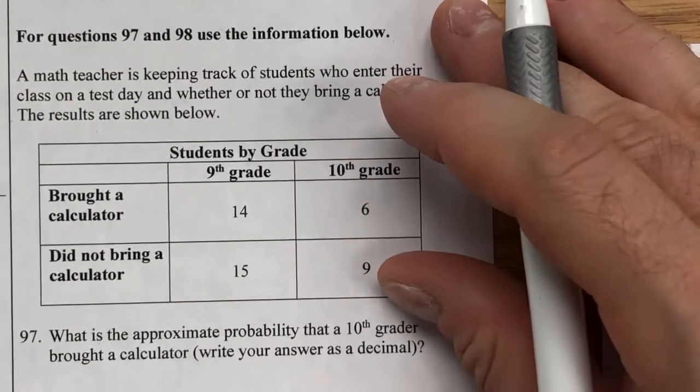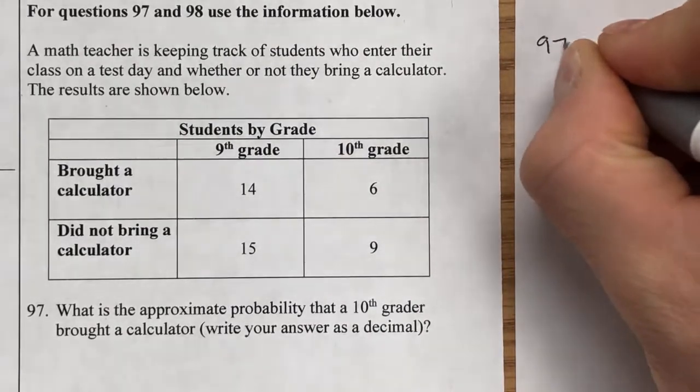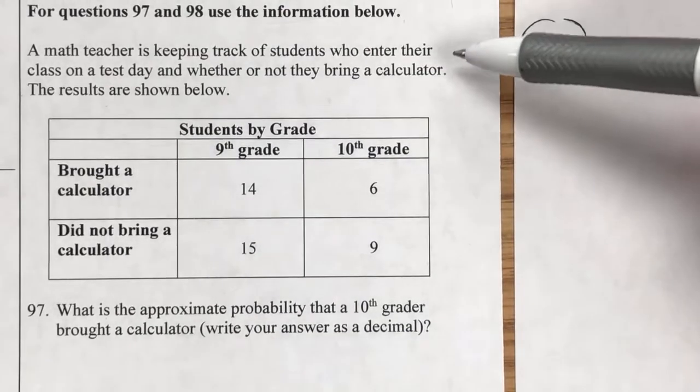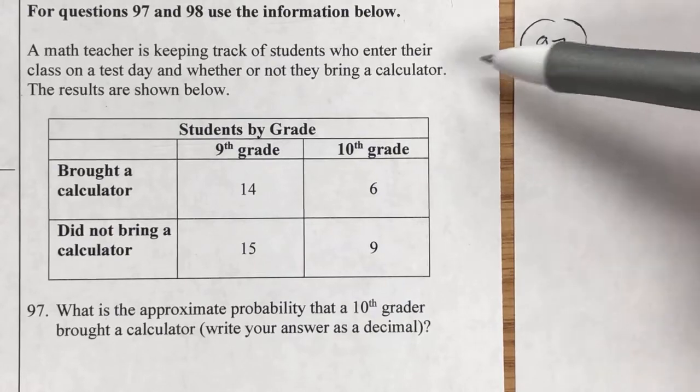Okay, so let's slide this over. For question 97 and 98, we're going to use this table. So we have a math teacher keeping track of students who enter their class on test day and whether or not they bring a calculator. The results are shown below.